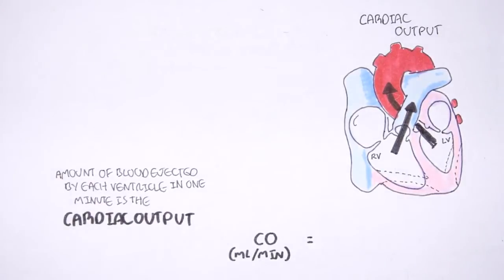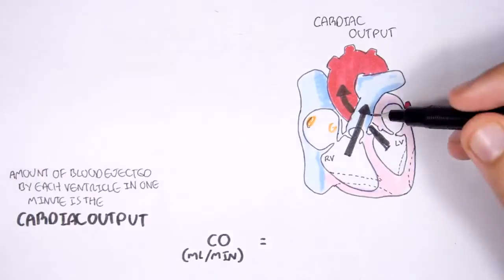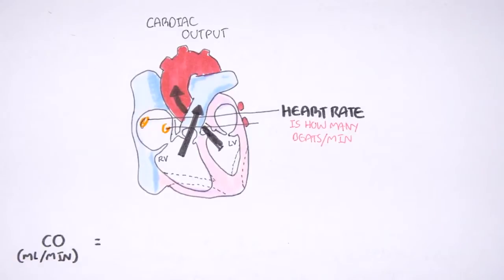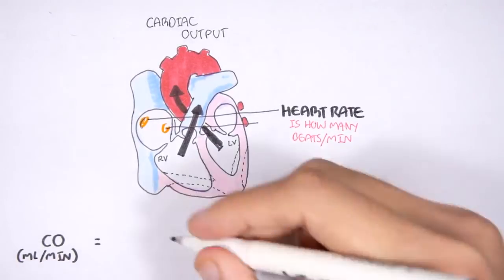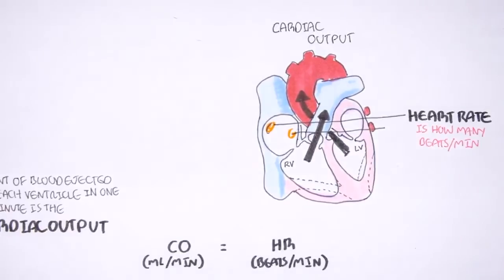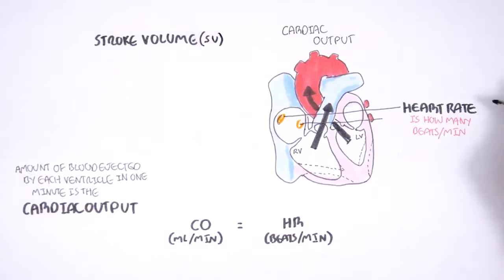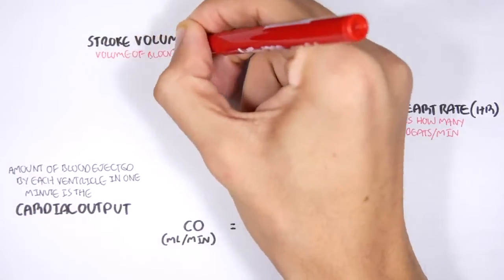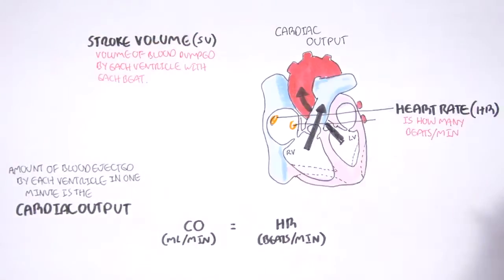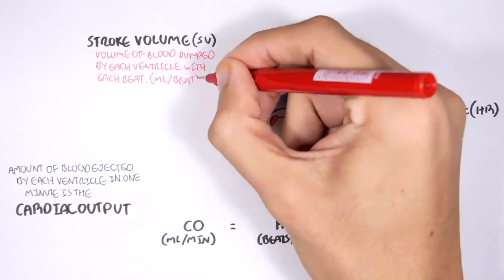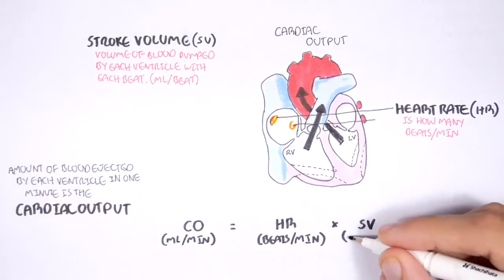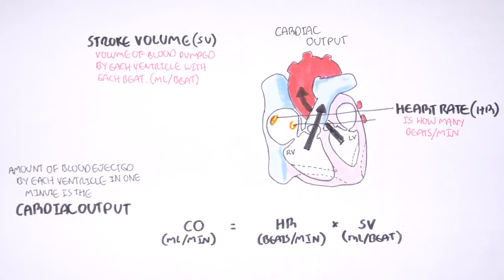Cardiac output can be calculated using two variables. The first variable is heart rate, which is the number of heartbeats in 1 minute. So heart rate, or HR for short, is one variable to calculate cardiac output. The second variable is stroke volume, or SV for short, which is the volume of blood pumped by each ventricle with each beat of the heart. This is measured in milliliters per beat. So cardiac output, therefore, is the product of HR, heart rate, and SV, stroke volume.